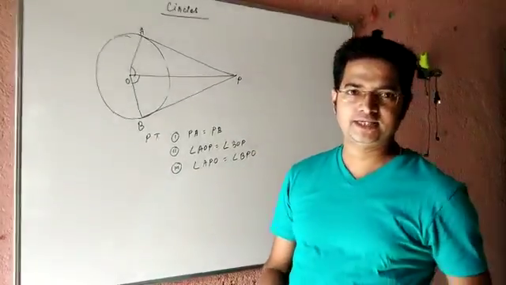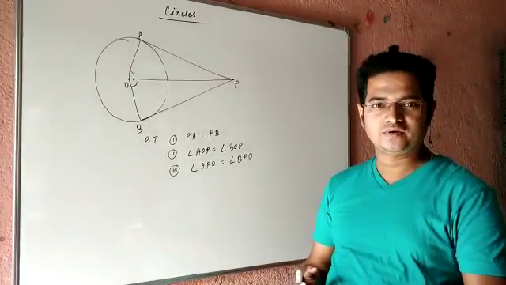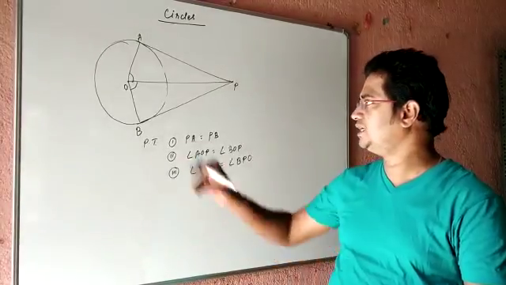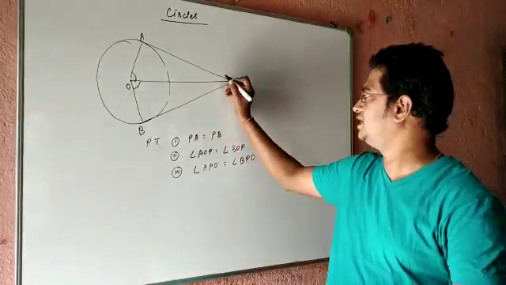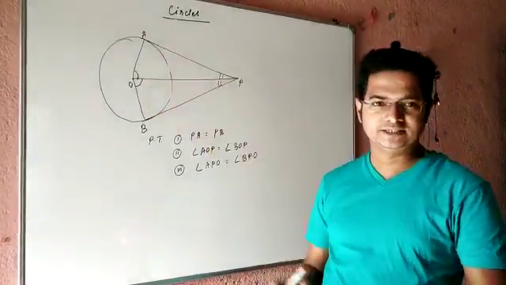So what is the statement of the theorem? Theorem says tangents drawn from the external point are equal. They are equally inclined and they subtend equal angles at the center.